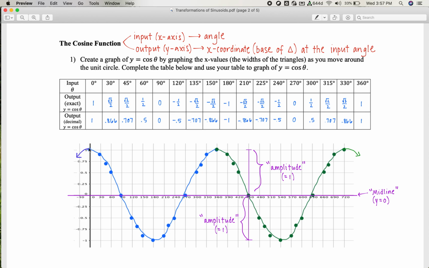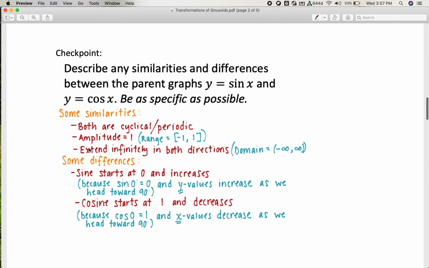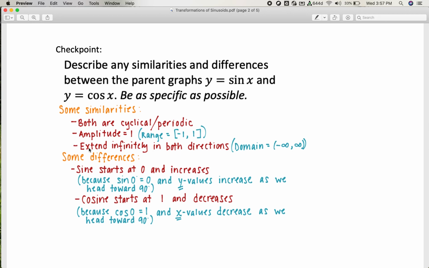So cosine looks a lot like sine. It just starts at a different place. And the behavior is a little different. So let's take a minute to summarize that, kind of think of this as a checkpoint from where we are with graphs.